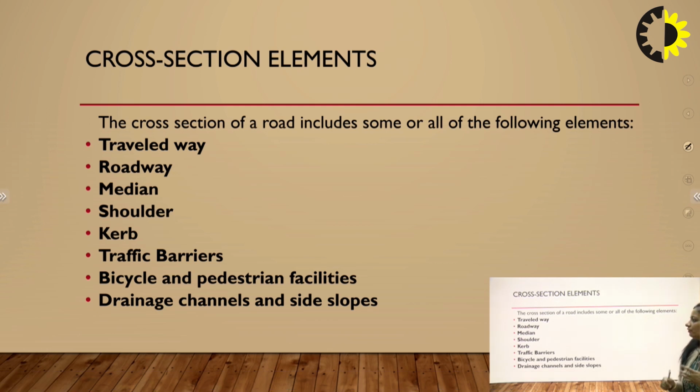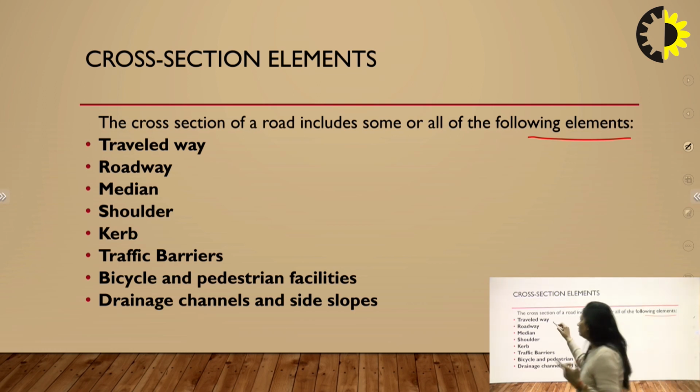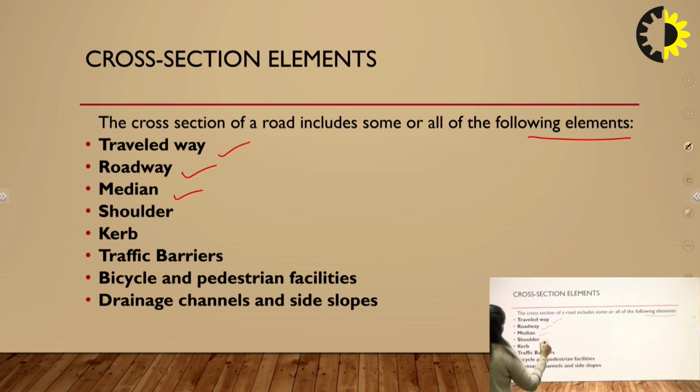So after understanding different kinds of cross-sectional elements, there are some terms we need to understand. The cross-section of a road includes some or all of the following elements. The first one is traveled way. Second is roadway, median, shoulder, curb, as we are going to discuss what is curb, traffic barriers, bicycle and pedestrian facilities, and drainage channels and side slopes.